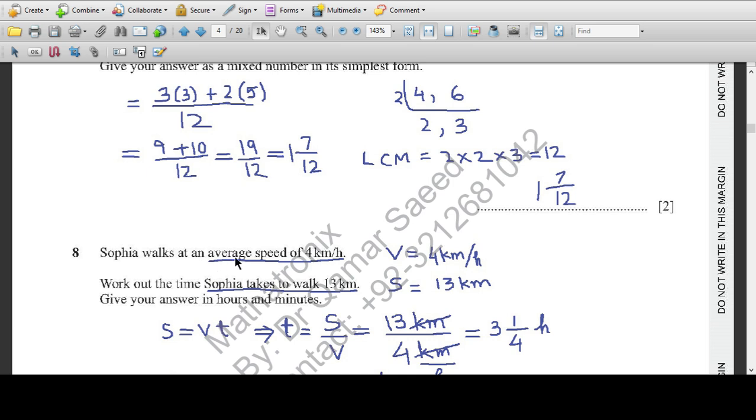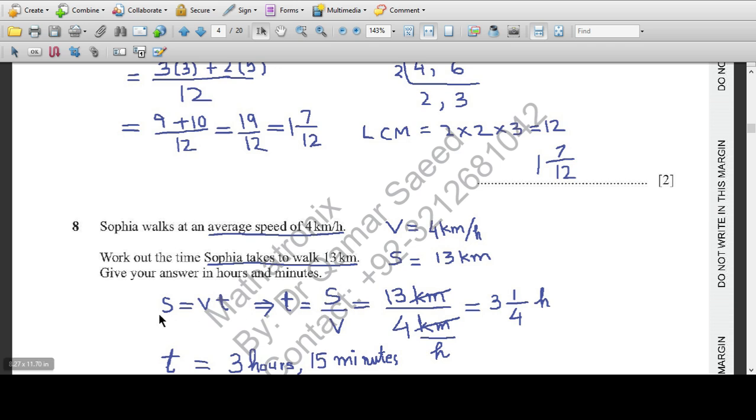Sophia walks at an average speed of 4 km per hour. The speed of Sophia is 4 km per hour. Work out the time Sophia takes to walk 13 km. Give your answer in hours and minutes. So V is equal to 4 km per hour, S is equal to 13 km, and S is equal to Vt. So T is equal to S upon V. We are asked to find the time, so this is 13 km upon 4 km per hour.